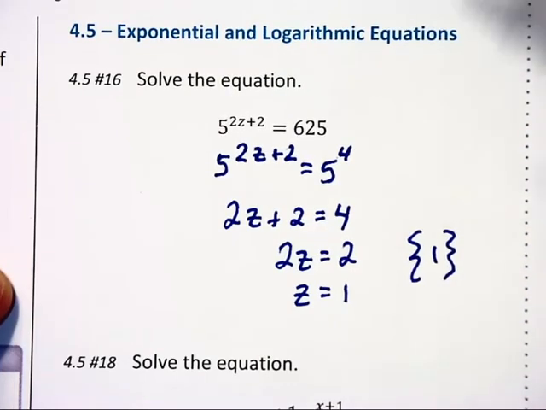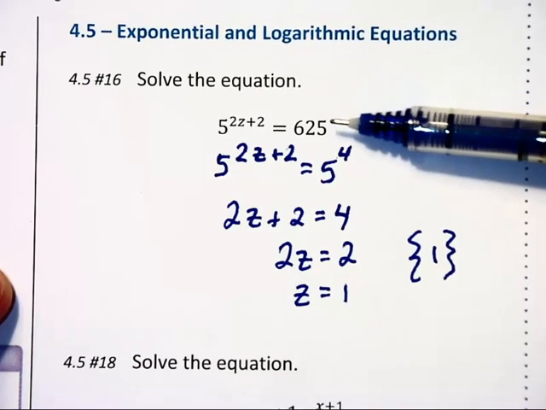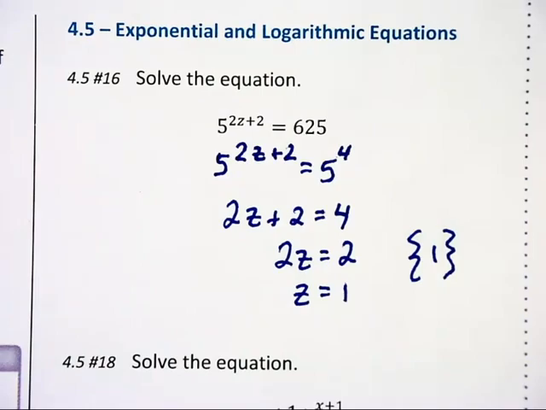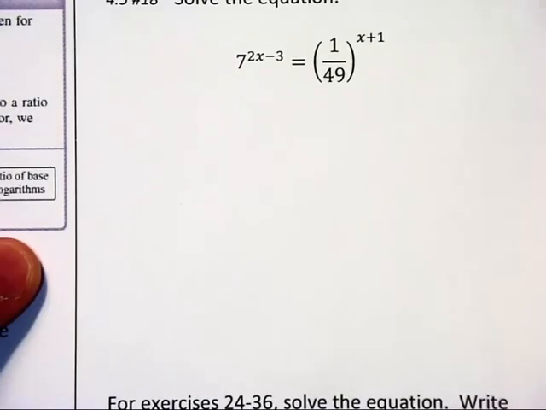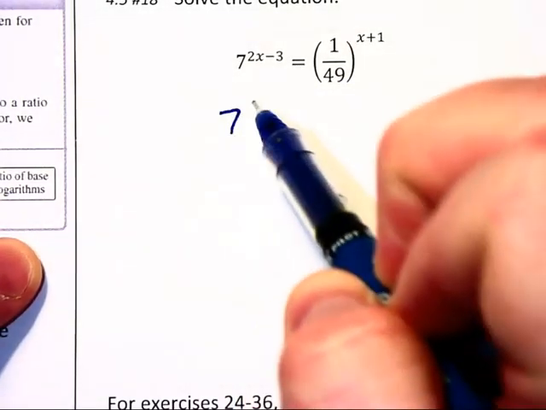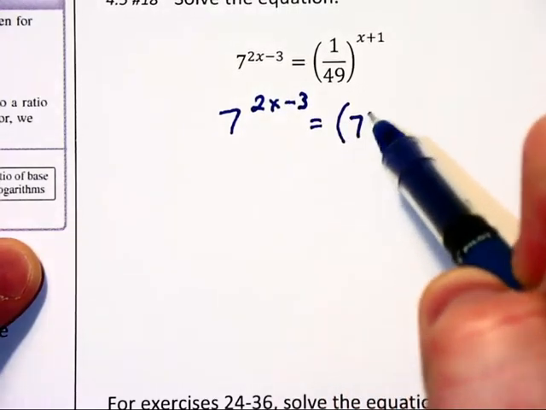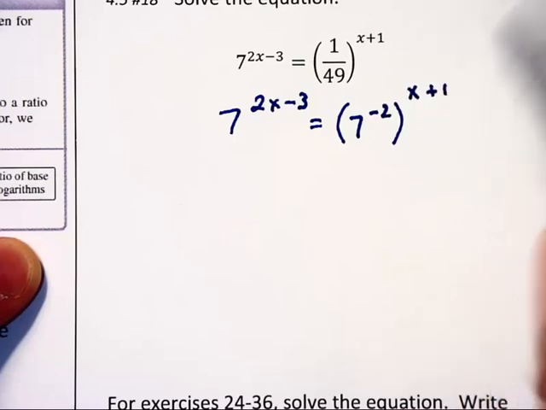We do want to look that when we substitute that back in, we don't have any problems such as logs of negative numbers, but this is just an exponential equation, so that doesn't become an issue. In this next problem, we have pretty much the same thing. The right side can be written as a power of 7. So we will have 7 to the 2x minus third power equals 7 to the negative second, all raised to the x plus first power.